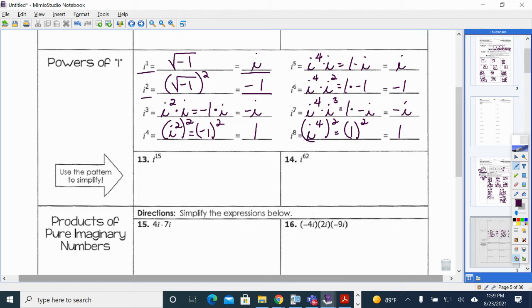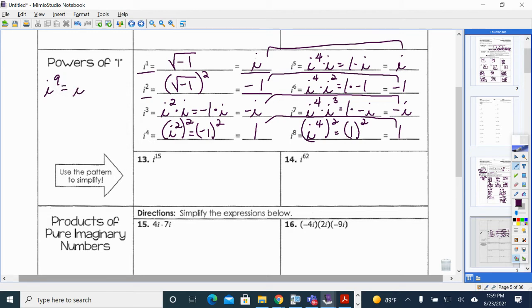So what you should be noticing here is these match. Your powers of i repeat after 4 degrees. So, very quickly, we could do i to the 9th power equals i. i to the 10th power is equal to negative 1. i to the 11th power would be negative i, and i to the 12th power would be 1.